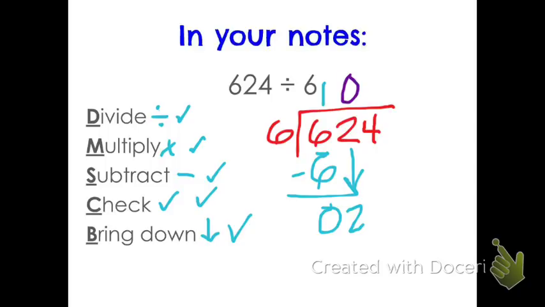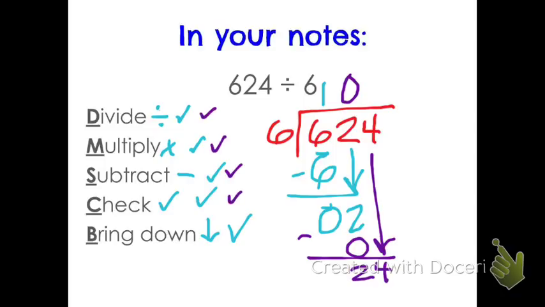This is still important to continue to finish this out. 6 times 0 would be 0. Subtracting the 2. Then I bring down my 4. I've gone through all of my steps yet again. So that means now I'm ready for my last step. I'm looking at how many times 6 goes into 24. 6 goes into 24 4 times.